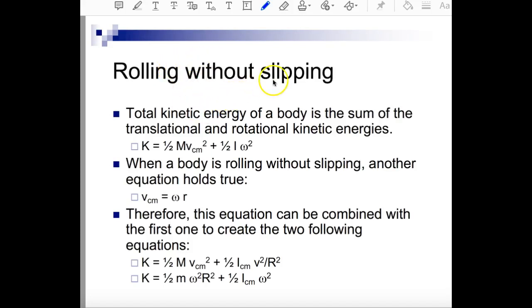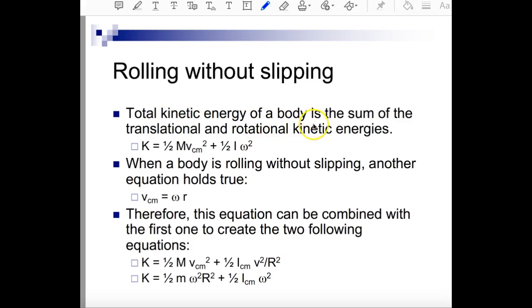So this is rolling without slipping. Anytime you have a ball going along an incline or along the floor, as long as there's enough friction there, it will roll without slipping, and that is static friction and not kinetic friction. If it was kinetic friction, then we would have that slipping part going on.